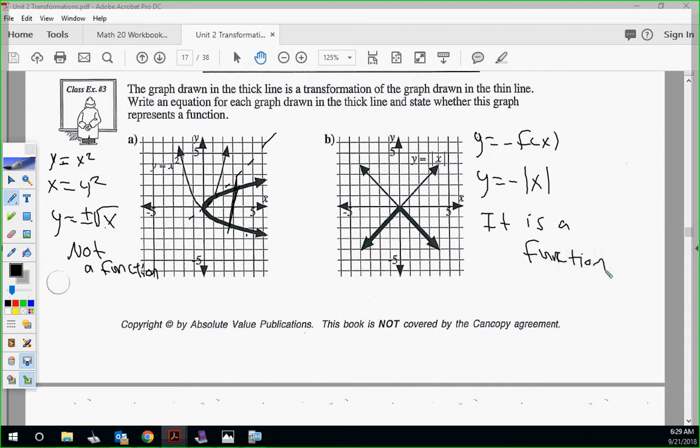Okay, the pen's not working too well today. Okay, just two more examples.